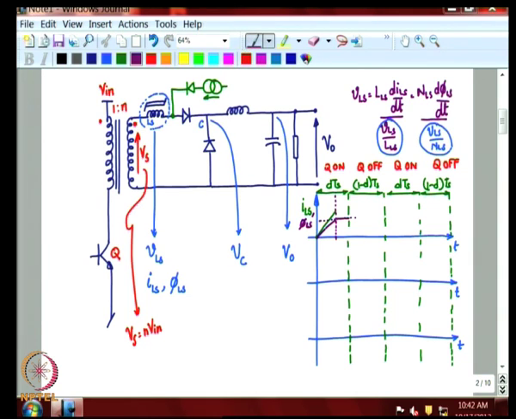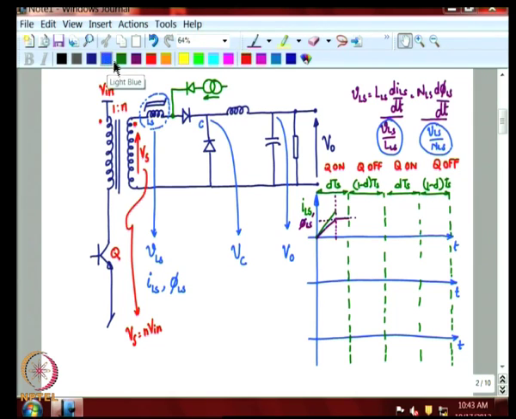So, what will flow through ILS? ILS, which is now acting as a short circuit, will pass the current which was flowing through the output inductor as is.